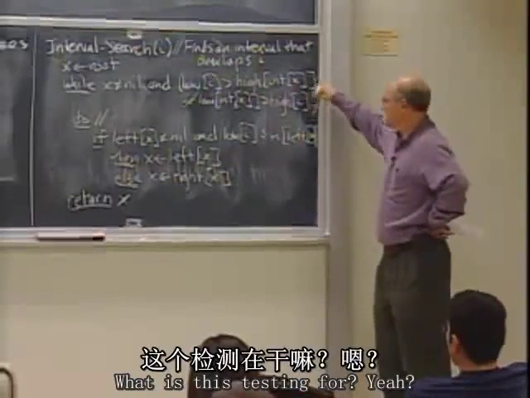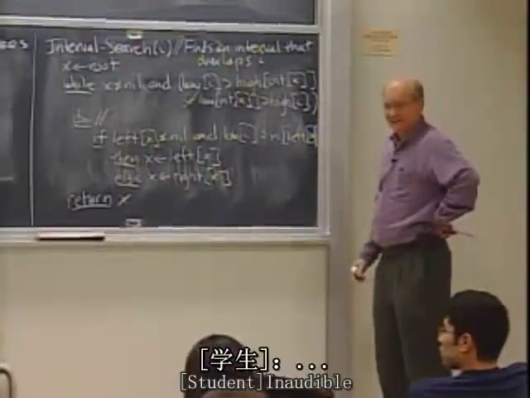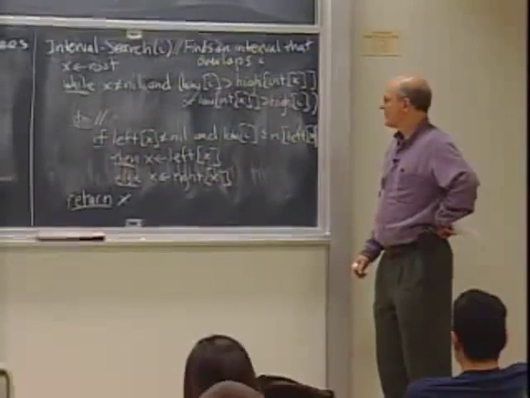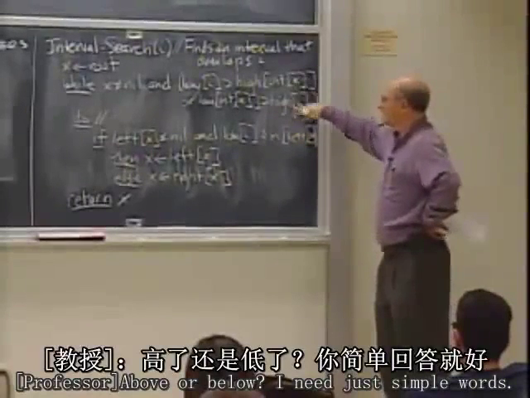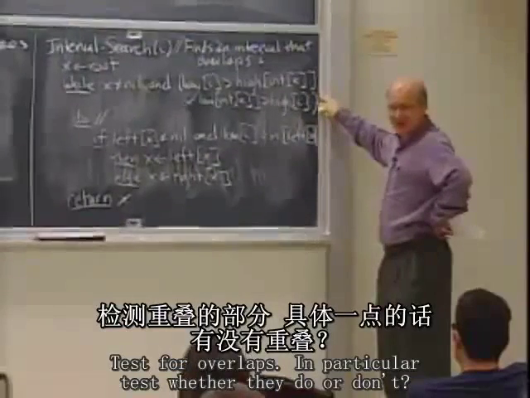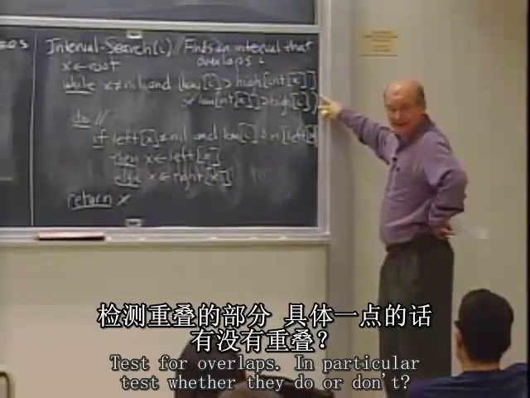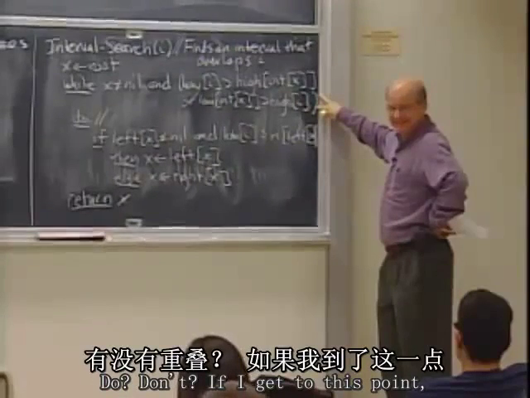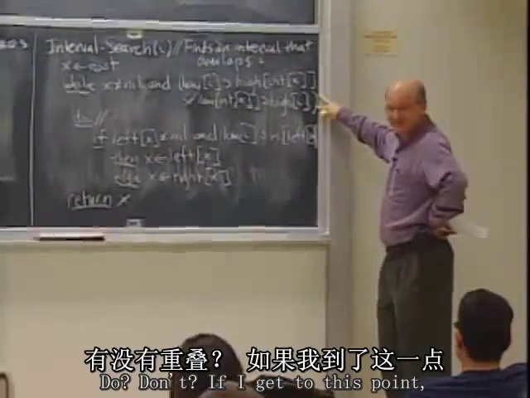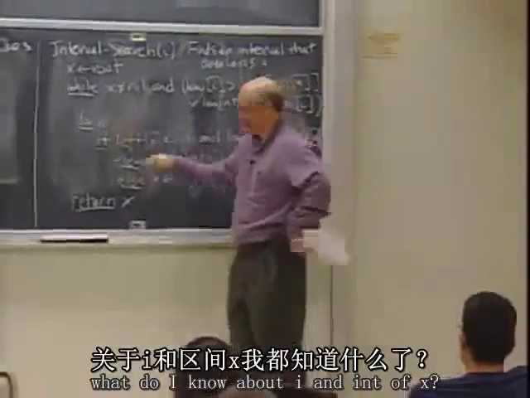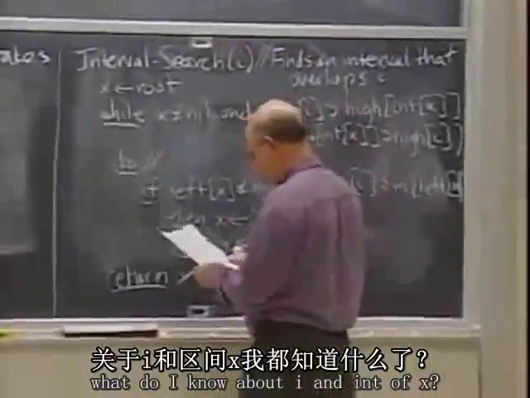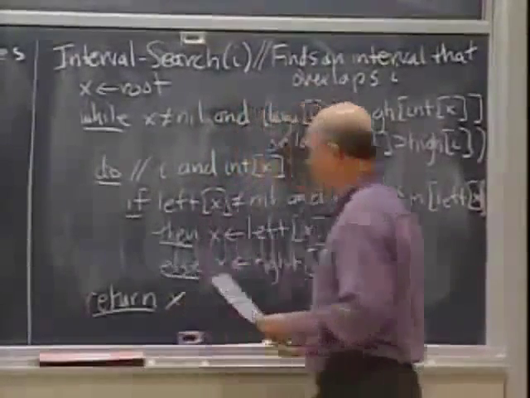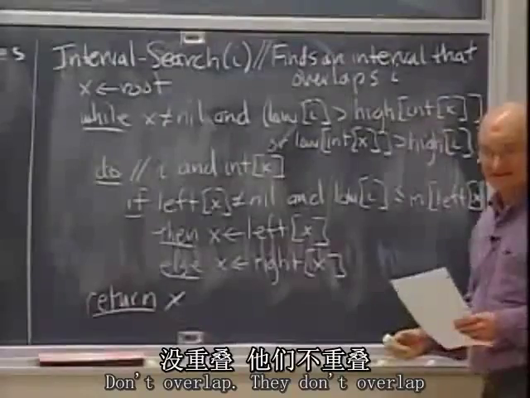What's this testing for? Easy question. Just if the interval you're looking at is below or above the interval in the root. I need simple words. It's the test for overlaps. In particular, it tests whether they do or don't overlap. So if I get to this point, what do I know about I and int of x? They don't overlap.